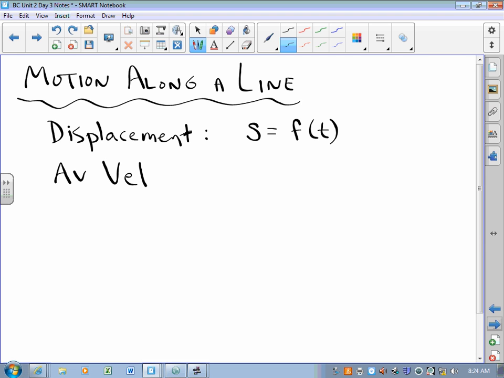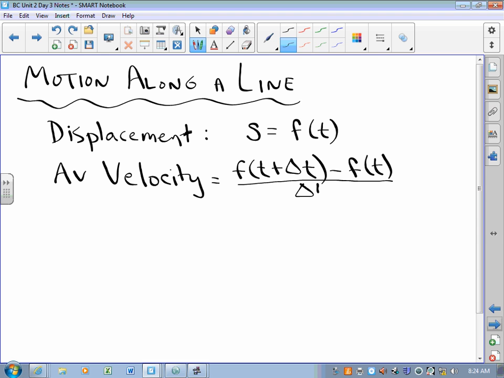Again, when we talk about average velocity, it is your displacement at t plus delta t minus your displacement at t, over delta t. And again, this is nothing more than a change in displacement over a change in time. Average velocity, that's what it looks like.